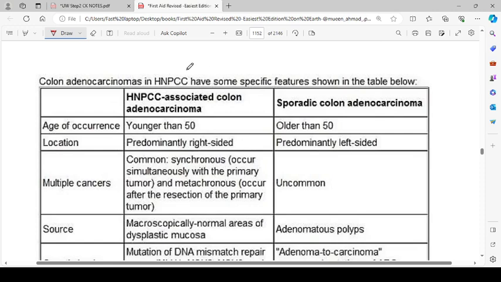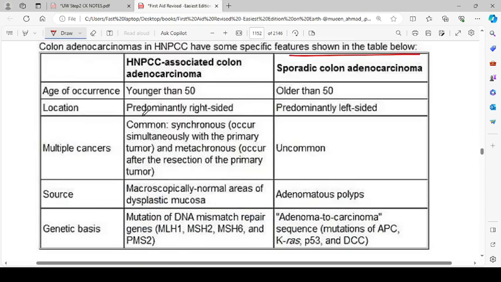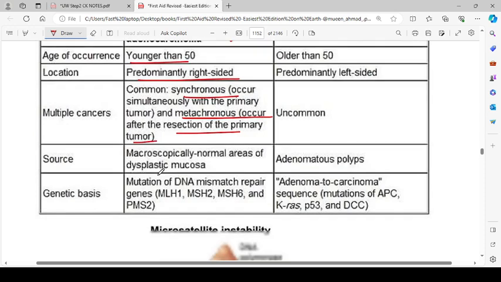Colon adenocarcinoma and the HNPCC have some specific features shown in the table. So, for hereditary non-polyposis colorectal cancer, the age of occurrence: HNPCC associated colon adenocarcinoma occurs younger than 50 years of age, location predominantly right side. Multiple cancers are common. Synchronous occurs simultaneously with the primary tumor, and metachronous occurs after the resection of the primary tumor. The source is macroscopically normal areas of dysplastic mucosa.